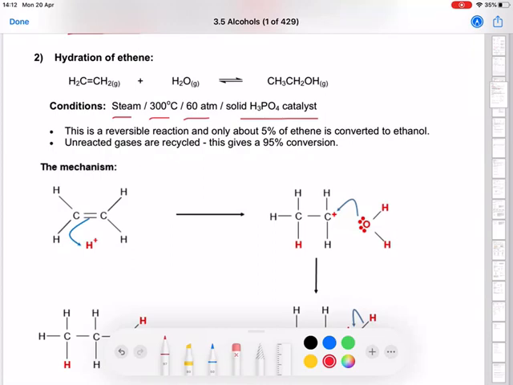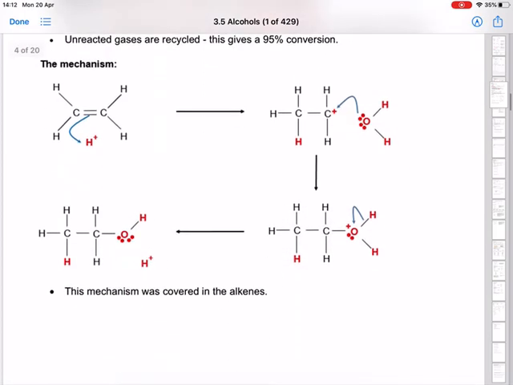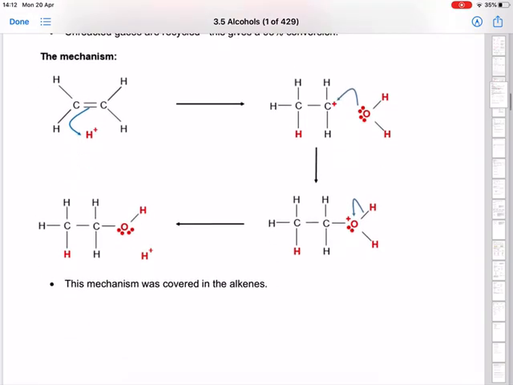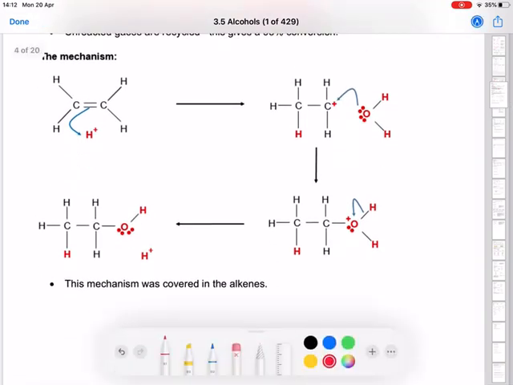The mechanism for this we did in the alkenes, and it's worth having a look over those again, just to make sure that we're aware of where this hydrogen ion comes from. If we have phosphoric acid, it will dissociate into 3 H+ plus PO4 3-, and it's this that is this.